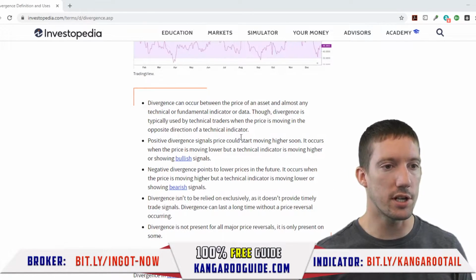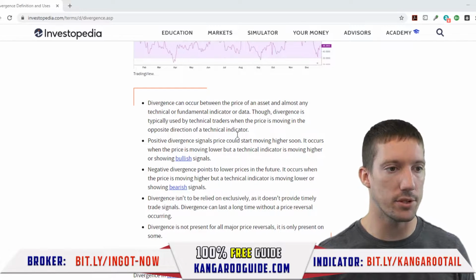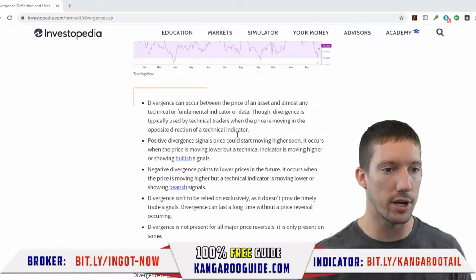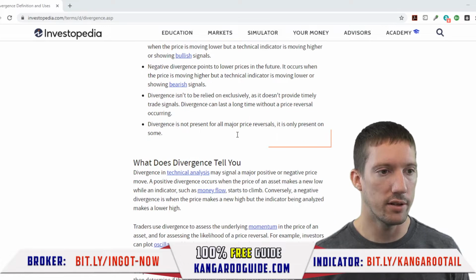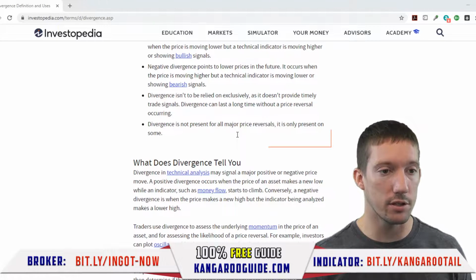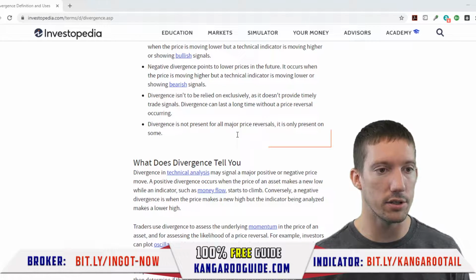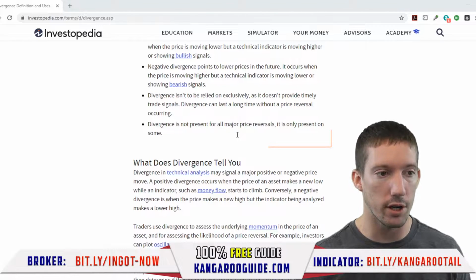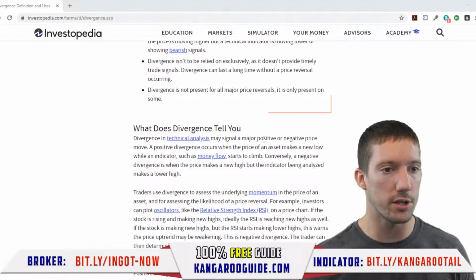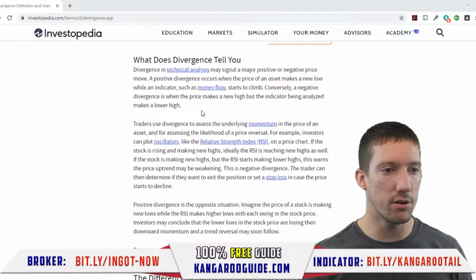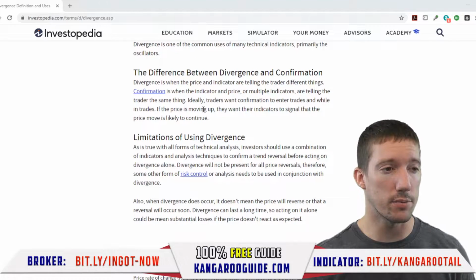Divergence can occur between the price of an asset and almost any technical or fundamental indicator or data. It is typically used by technical traders when the price is moving in the opposite direction of a technical indicator. Divergence isn't to be relied on exclusively, as it doesn't provide timely trade signals. It can last a long time without a price reversal occurring. It is not present for all major price reversals, only on some. Divergence in technical analysis may signal a major positive or negative price move. It also gives some good investment advice.